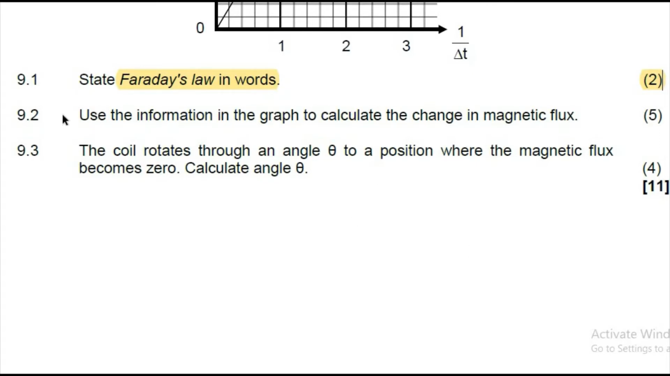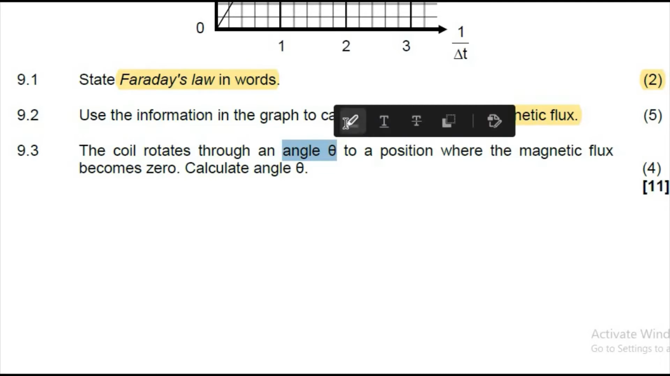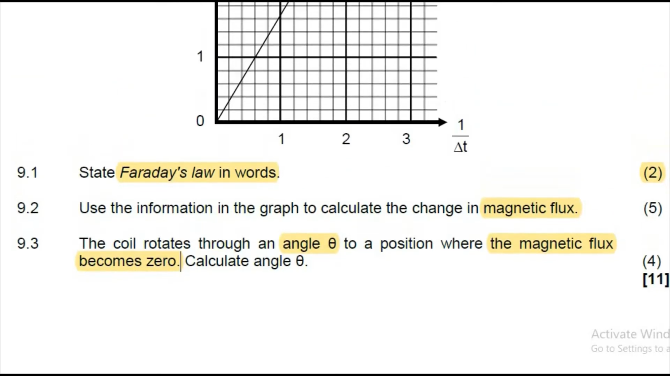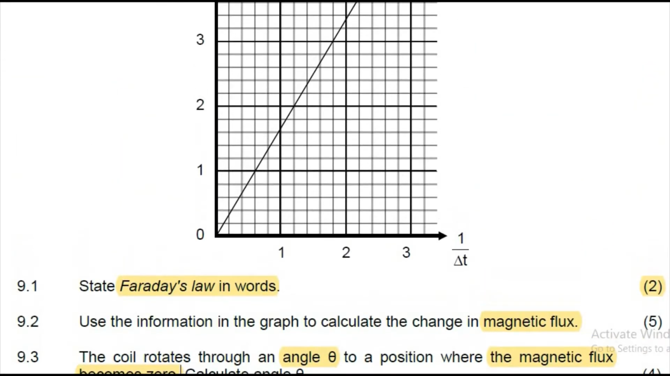And then, like I mentioned, 9.2 says use the information in the graph to calculate the change in magnetic flux. It's 5 marks. And then the coil rotates through an angle theta, from the initial position it's at to a position where the magnetic flux becomes 0. And now we have to calculate what that angle theta is, right? Cool. And that is just 4 marks. So let us try to actually answer this question. It wasn't a long question.